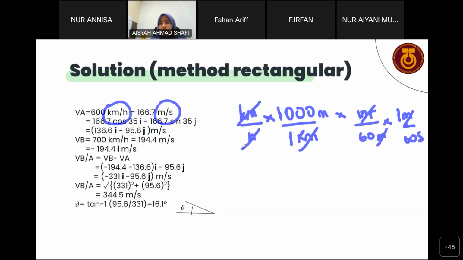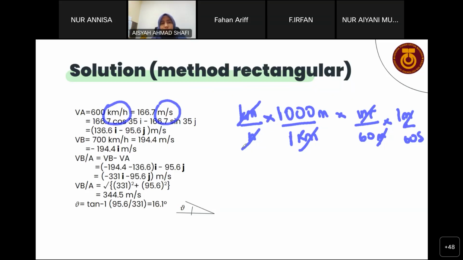Alright. So this is the formula to change from kilometer per hour to meter per second. You need to times by 1000 over 3600 to get from kilometer per hour to meter per second.